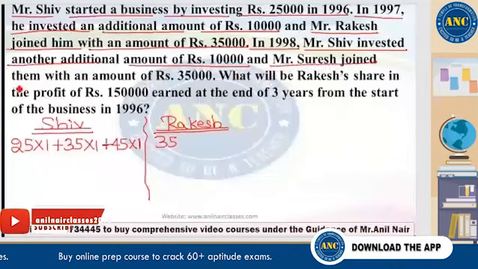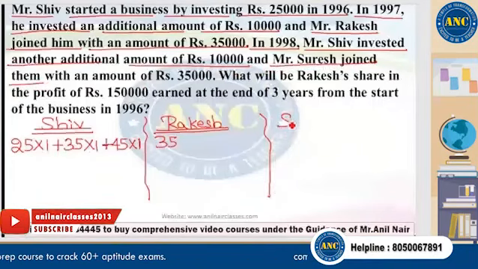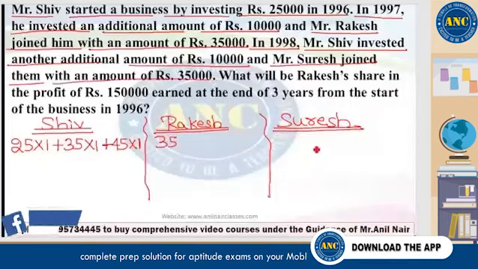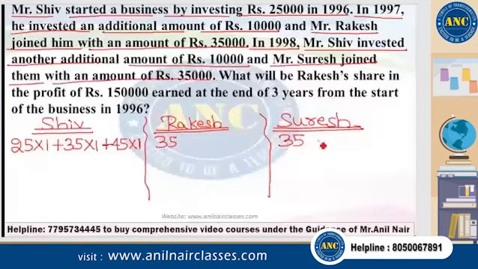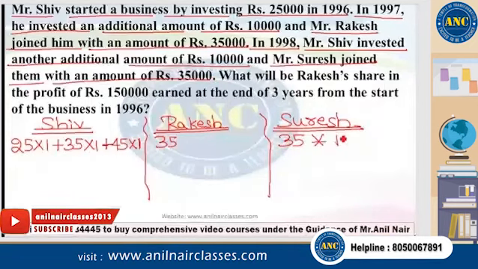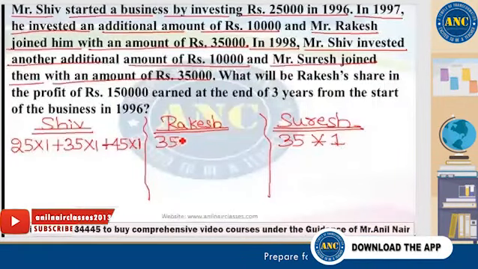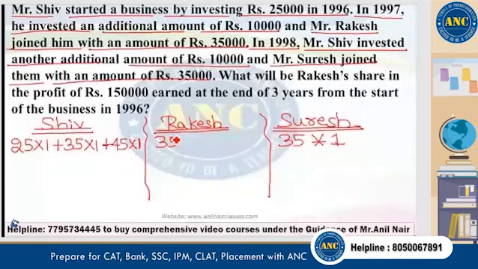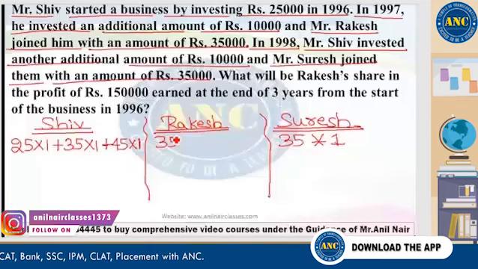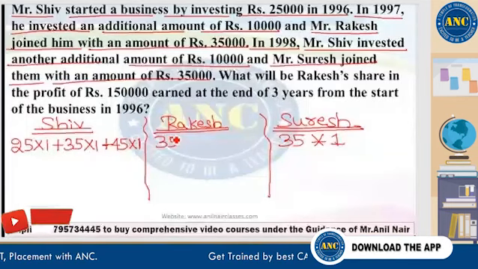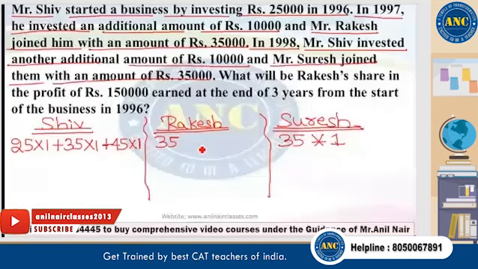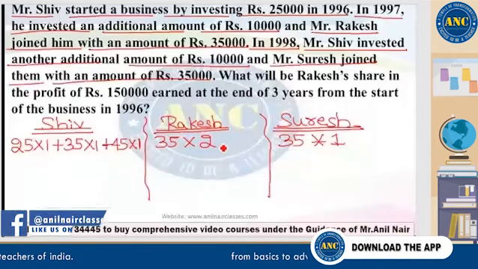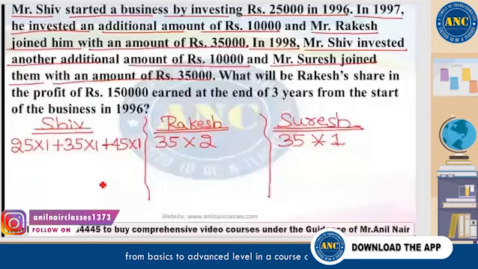And Mr. Suresh joined them. Suresh is joining in 1998. I believe you are understanding. Suresh joined them with an amount of 35,000. That means Suresh is joining with 35,000 in the year 1998. He paid for 1 year. That means Rakesh joined in 1997. He paid that 35,000 in 1997. And if nothing is mentioned about Rakesh leaving the job, that means Rakesh also worked for 1998. And if nothing is mentioned about Rakesh paying an additional amount, the same amount of 35 he paid in 1998 also. That means 35 into 2 or 35 plus 35.